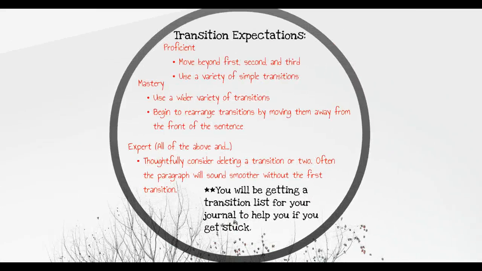So, basic expectations for transitions: you need to move beyond first, second, and third and try to use a variety of simple transitions. If you're going for mastery or a B, you're using a wider variety of transitions, and you're beginning to maybe rearrange those transitions within the sentence, moving them away from the front because they can be in the middle or even at the end and still work.